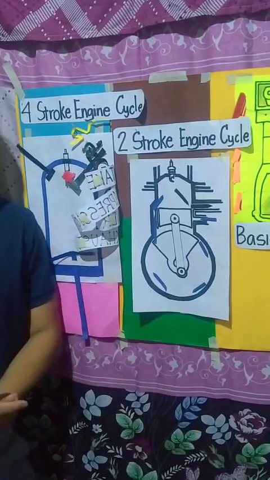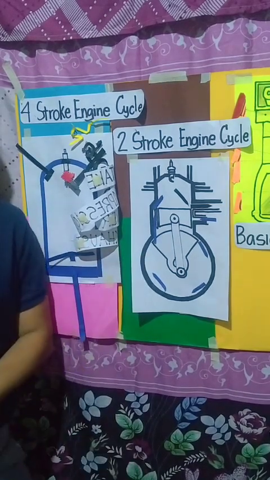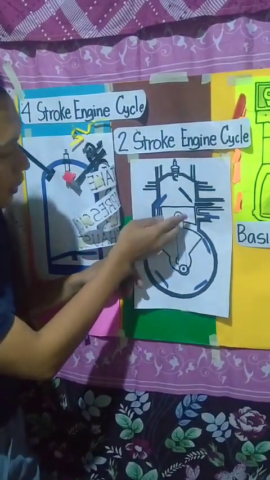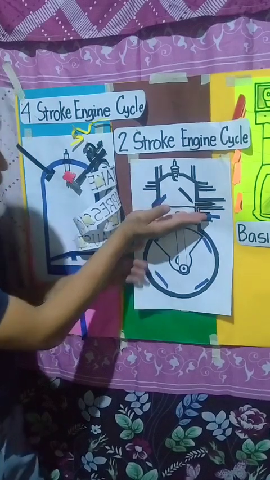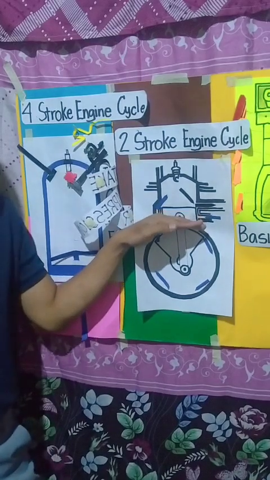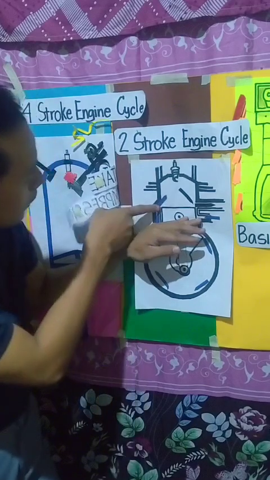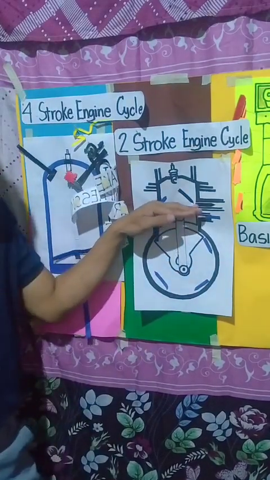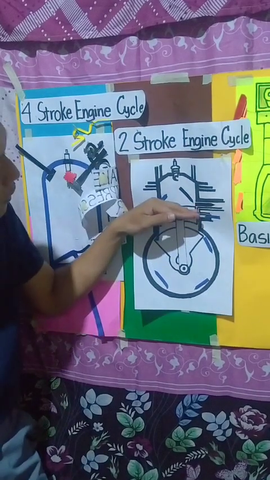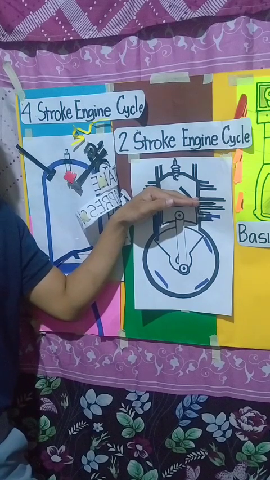The piston moves downward, creating a vacuum that draws a mixture of air and fuel into the cylinder through the intake port. This is the cylinder. It's moving downward. Compression. The intake port closes. This is the intake port. The intake port closes and the piston moves upward, compressing the air fuel mixture.